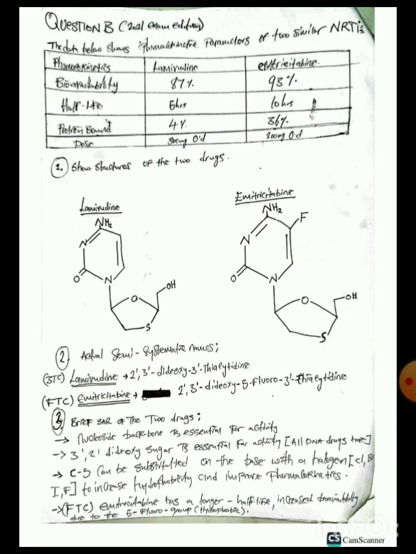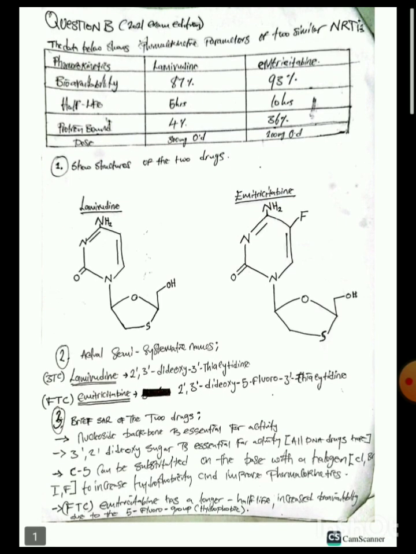Today we'll look at question B of the 2020-2021 exam edition. This document is in the 2022 tutorial sheet. You'll be able to find this information. So question B reads, the data below shows pharmacokinetic parameters of two similar NRTIs.